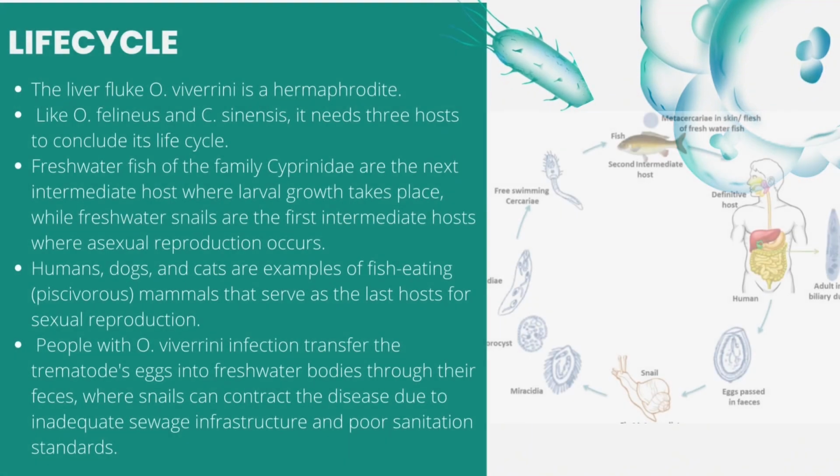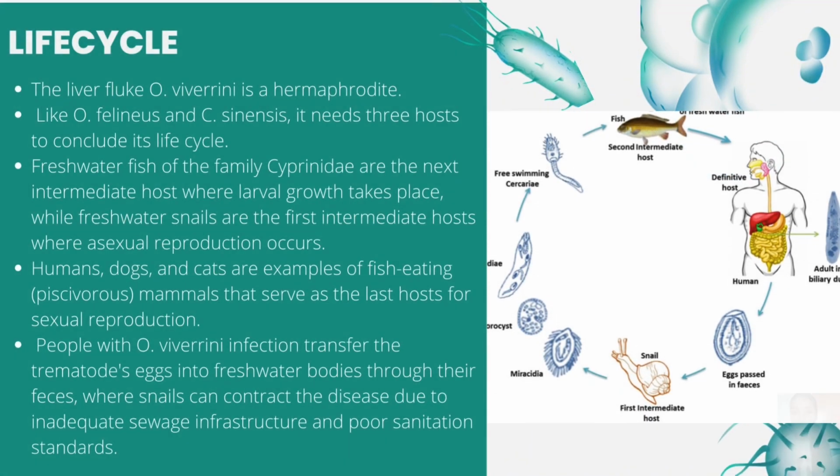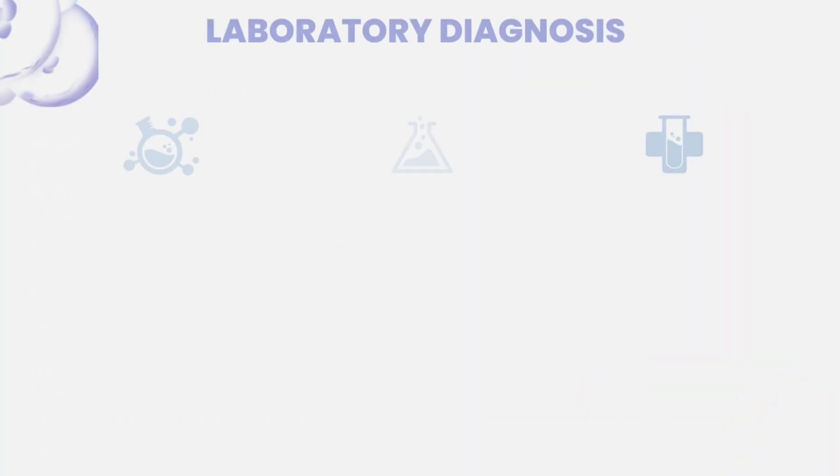So the life cycle of Opisthorchis, it needs 3 hosts to complete its life cycle. First host is the freshwater snails, second host is the freshwater fish, and third, which is the last host, are the mammals, which includes humans, cats and dogs. People with Opisthorchis viverrini infection transfer the trematode's eggs into the freshwater bodies through their feces, where snails can consume this and carry on the life cycle.